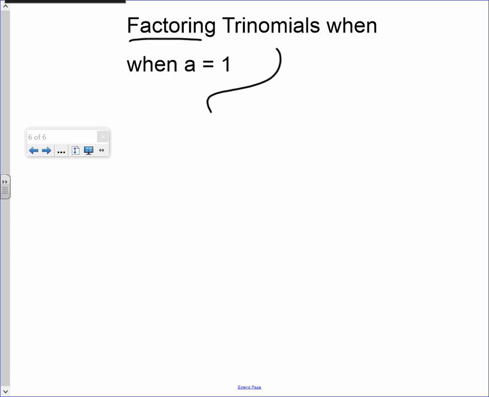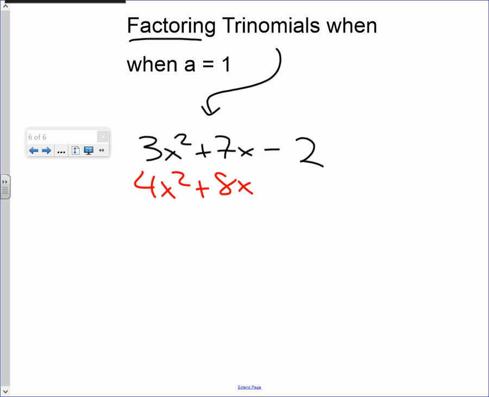Okay, some trinomials. Go write 3x squared plus 7x minus 2. Do that for me. 3x squared plus 7x minus 2. So phone's away right now, earphones off. Underneath that trinomial, let's go ahead and write another one. I'm going to do mine in red: 4x squared plus 8x plus 7.